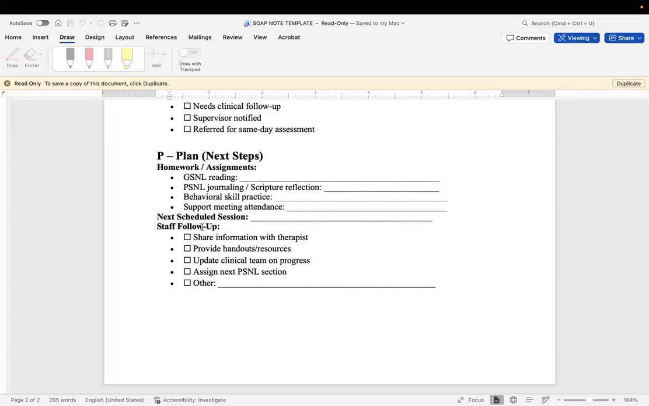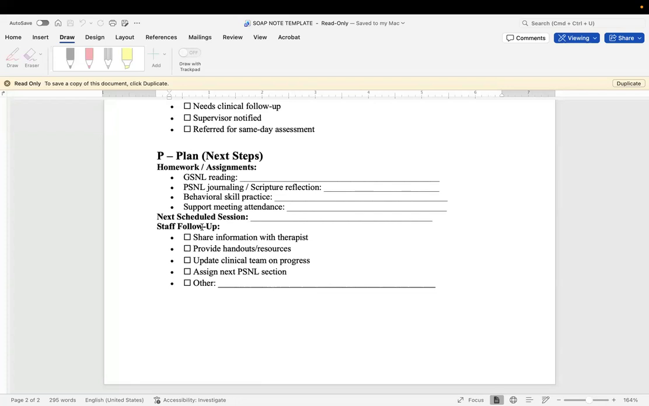Update clinical team on their progress. So this is where you can say, hey, at the beginning of the week, I noticed this. At the end of the week, we're here. I just wanted to share a win. Or I wanted to share that, hey, at the beginning of the week, Kate was a 10, and now she's at like a 2, and not in a good way. So how we need to work on that.